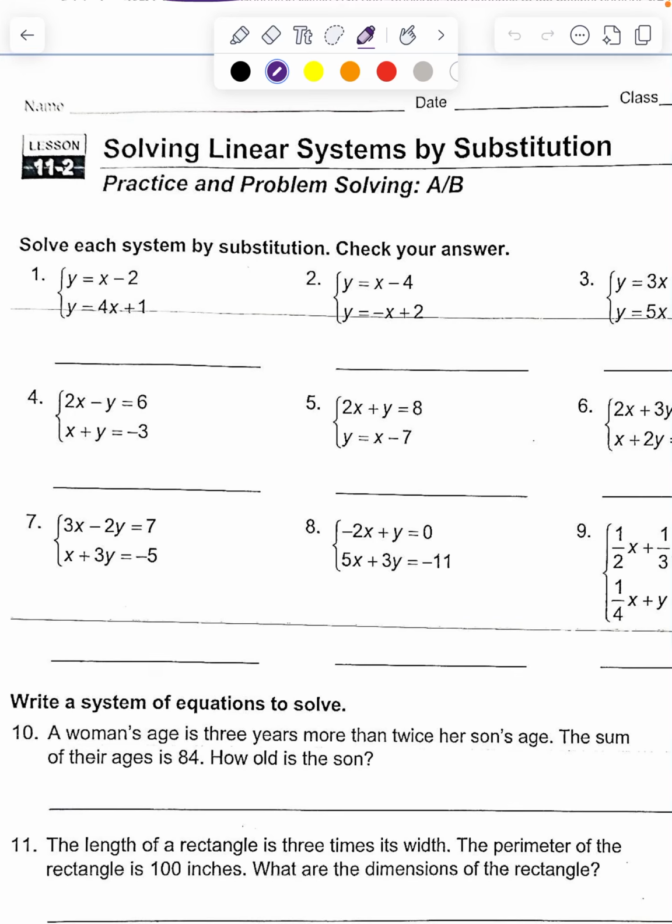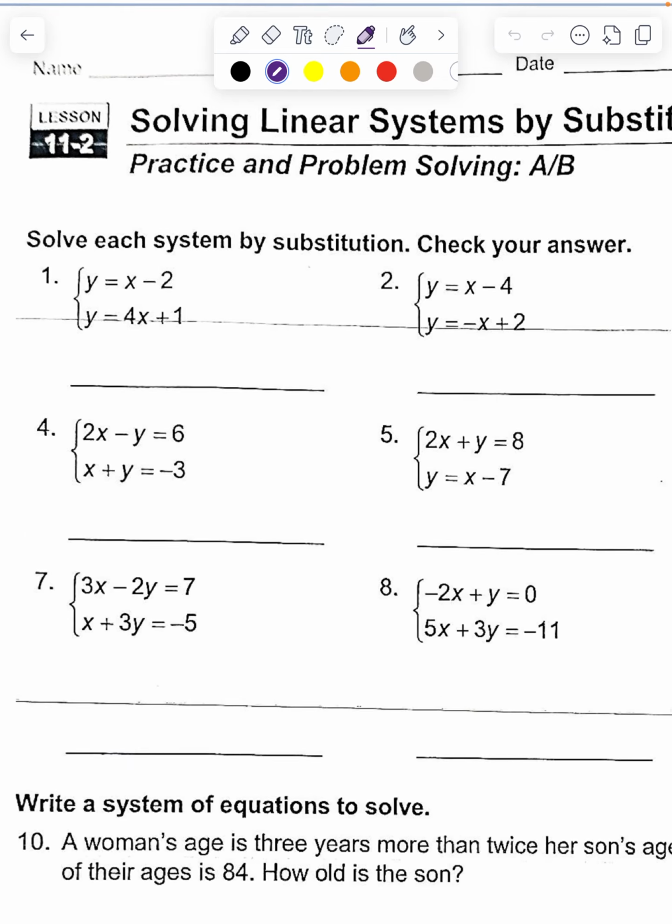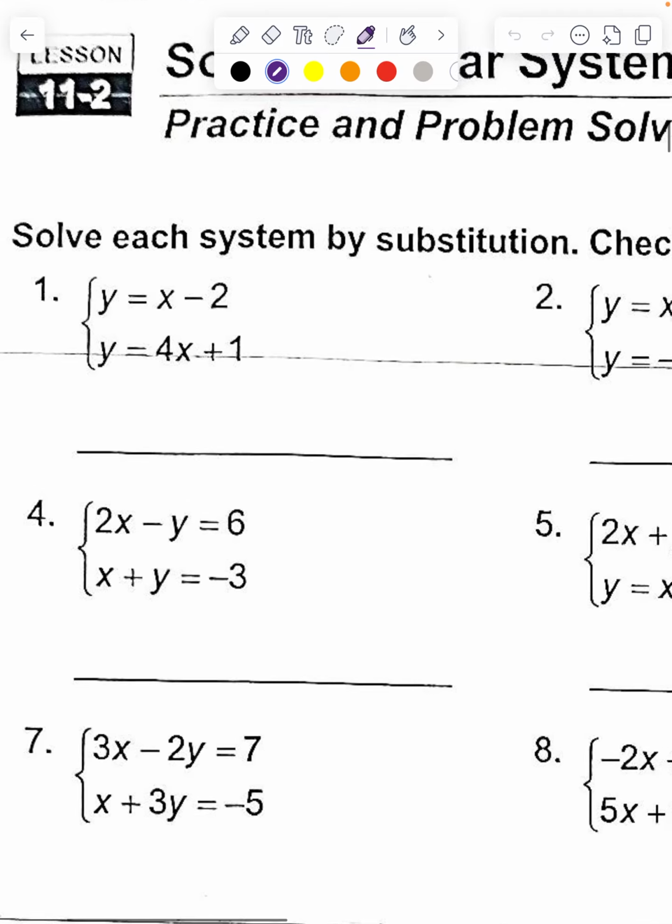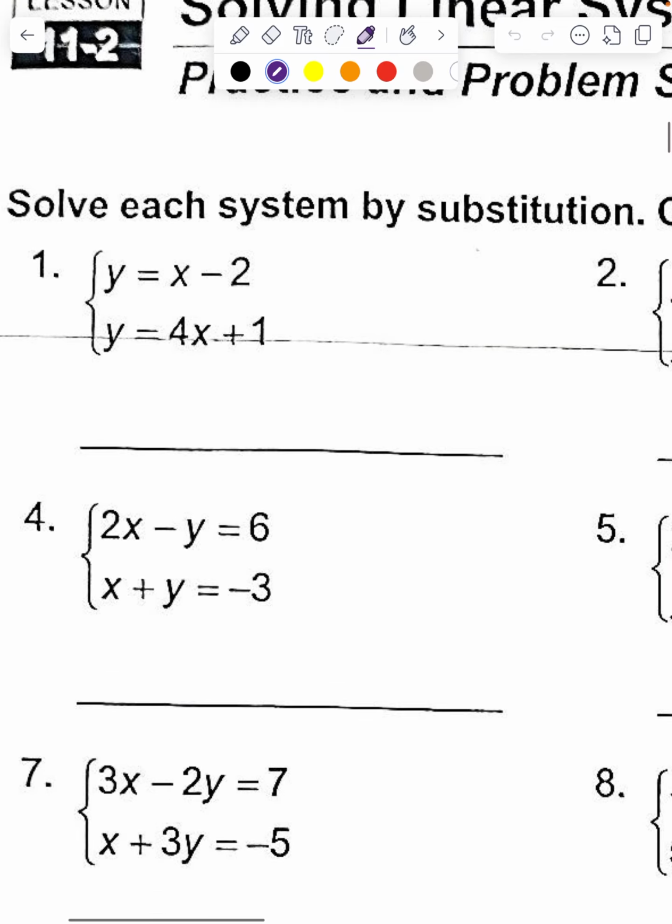Okay, Unit 5, Part 2, Solving Linear Systems by Substitution. Practice problem. Okay, first one, we have a system. We have two equations: y equals x minus 2, and the second one is y equals 4x plus 1. So for this kind of equation, we can set x minus 2 equal to 4x plus 1.